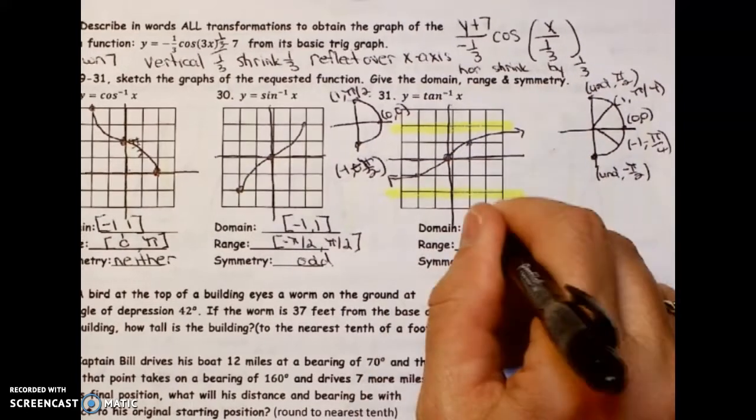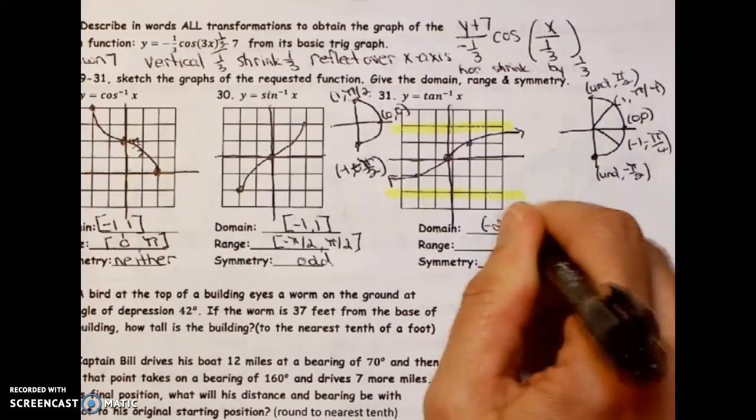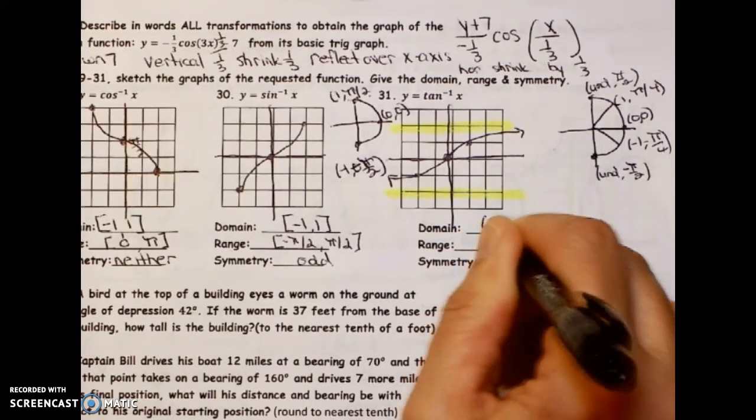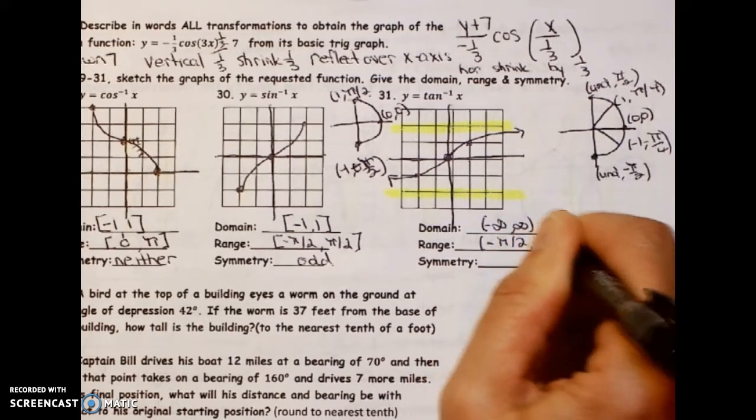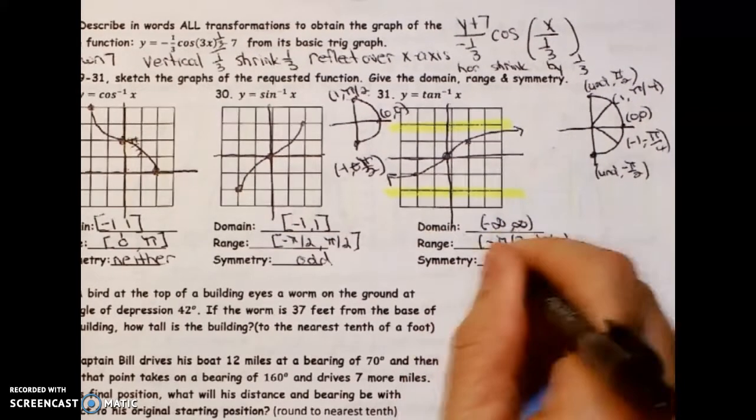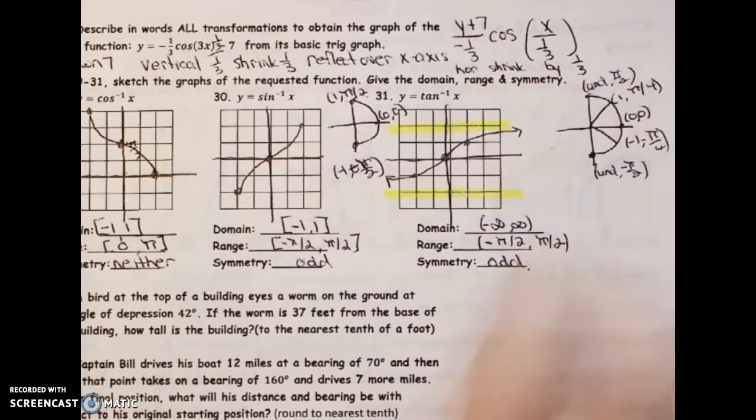Our domain is all real, so negative infinity to infinity. Our range is negative pi over 2 to pi over 2. And this one again has point symmetry, so it is odd. And remember, you're going to have one of those graphs on your test as well.